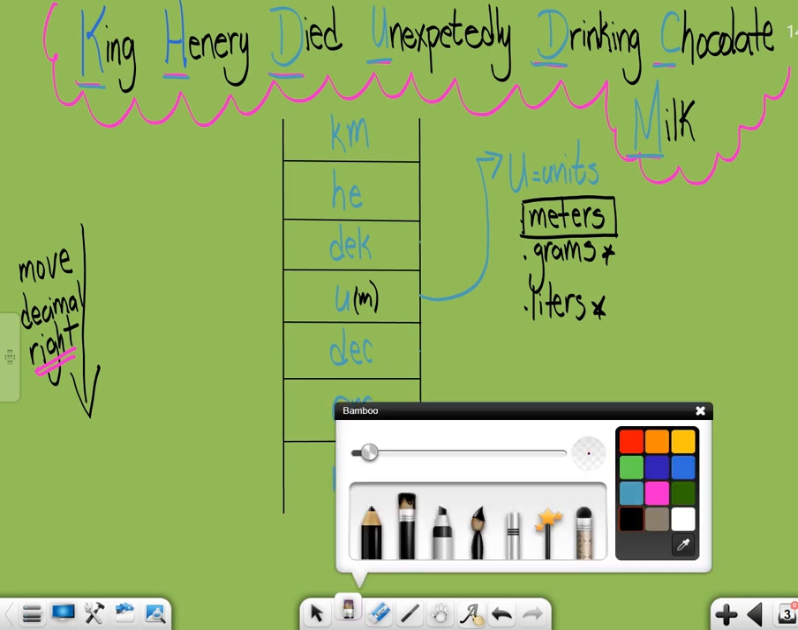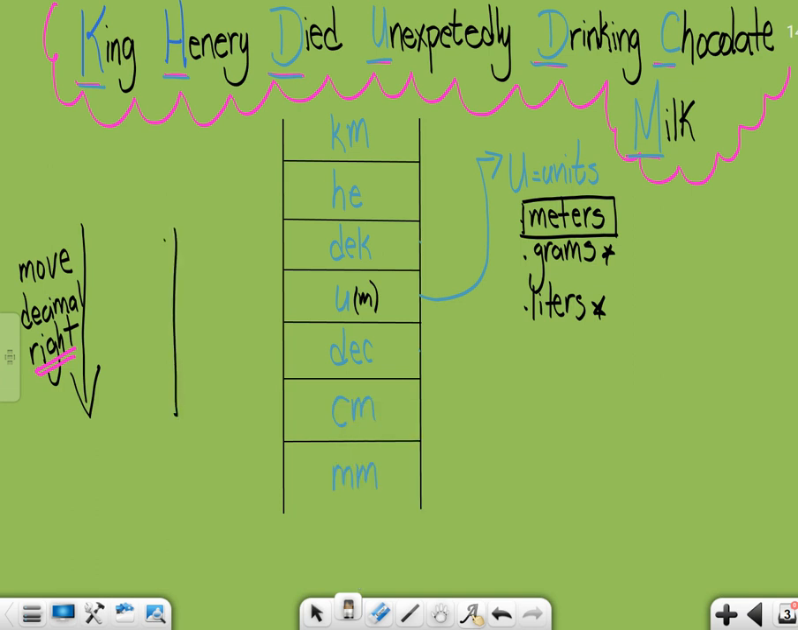Instead, I could be going up the ladder. If I'm going up the ladder, okay, then I have to move the decimal, and you probably guessed it, to the left, okay? Also, please highlight that, to the left, okay?